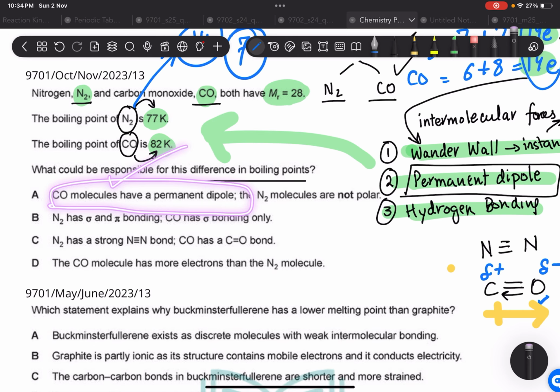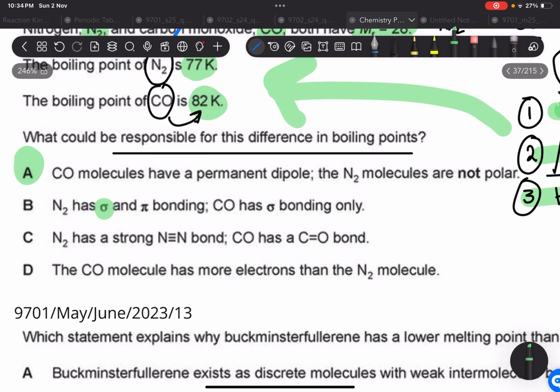Yeah, that's correct. N2 molecules are not polar. They are non-polar because two similar types of atoms are bonded. So it's going to be option number A. N2 has a sigma bond and pi bonding. CO is only sigma bonding? No, CO also has pi bonding.